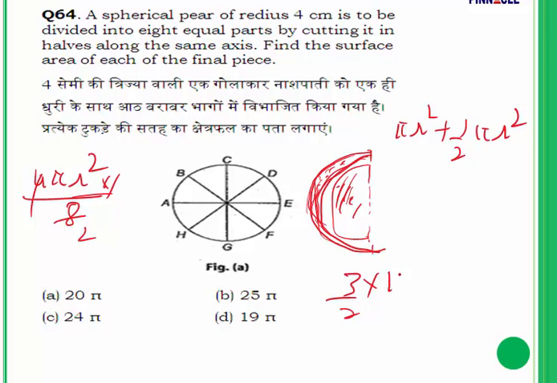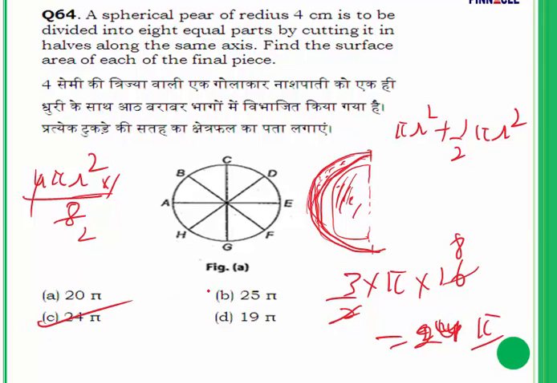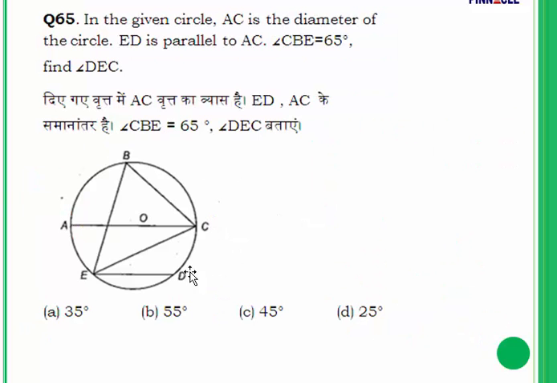3/2 pi r square is the answer, but here r is given as 4. So r squared is 4 into 4, that is 16. 24 pi is the answer. Answer is C. Next question, question number 65.